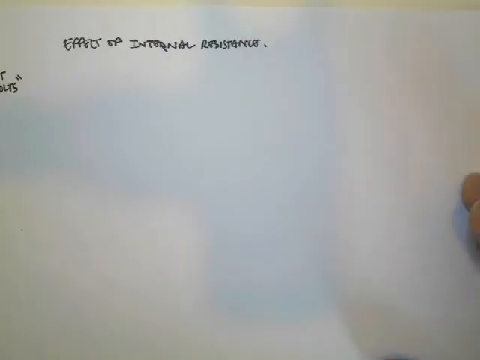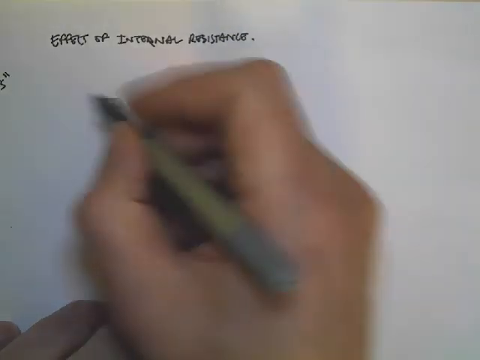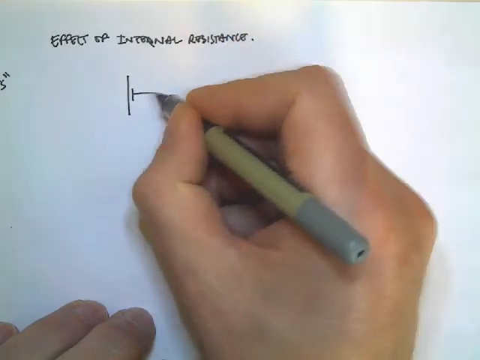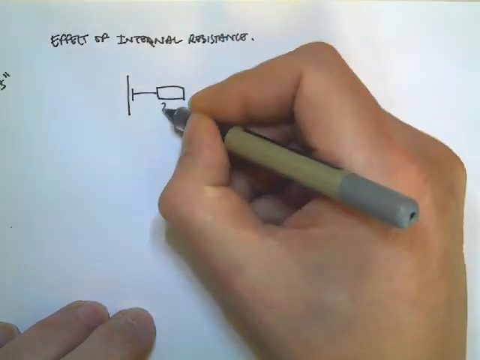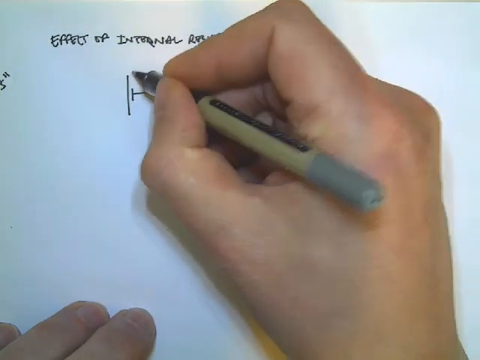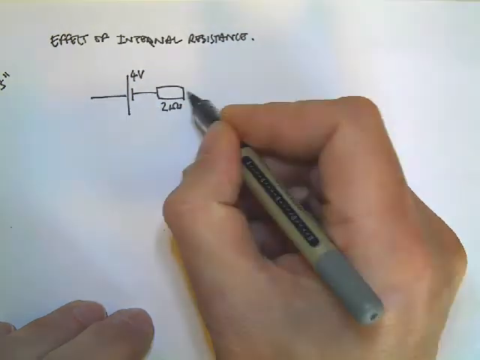They're the ones that go missing. Okay. So let's have a look at the effect of the internal resistance. So I'm going to start off with a cell of internal resistance 2 ohms and an EMF of 4 volts.